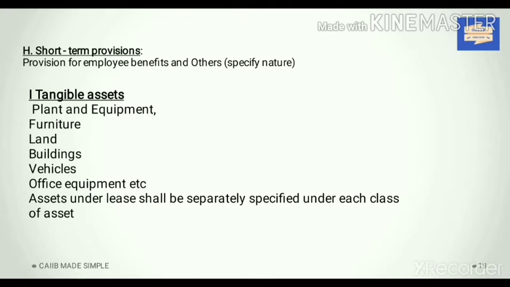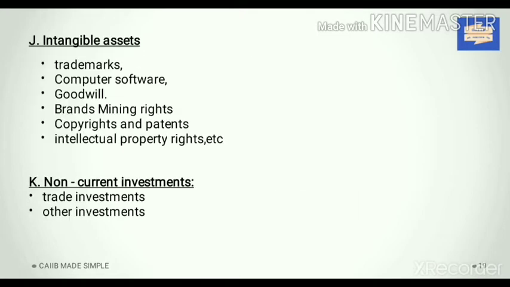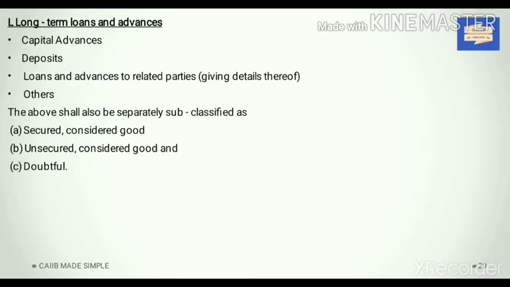Next is tangible assets. Tangible assets are those that we can touch. Plant and equipment, furniture, land, building, vehicle, office equipment, etc. come under tangible assets. Next is intangible assets. Trademark, computer software, goodwill, brand, mining rights, copyrights, intellectual property rights, etc. come under intangible assets. And non-current investment concept: trade investment and other investment.